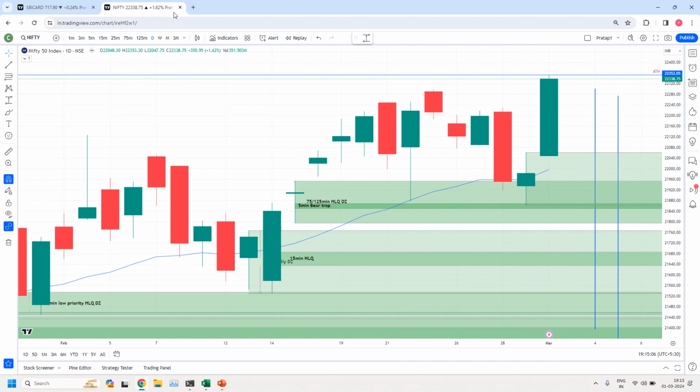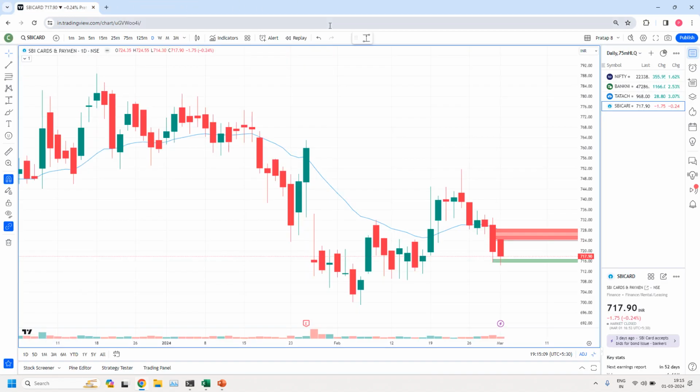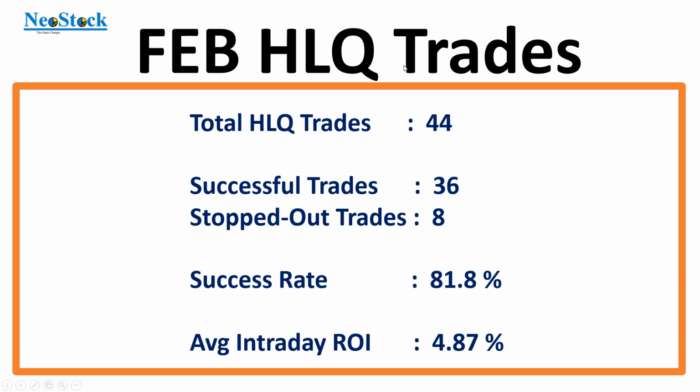Next, let us discuss the statistics. February HLQ trades. A total of 44 trades were executed during the month of February. Out of these 44, 36 trades are successful and 8 trades were stopped out. The success rate is 81.8%, which means close to 82%. And we have seen a failure rate of around 18%, because we are expecting a success rate of up to 80%. So we are within the limits.